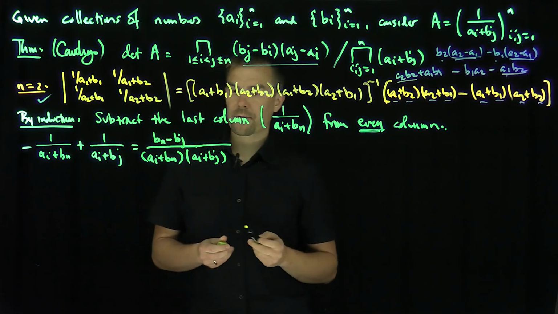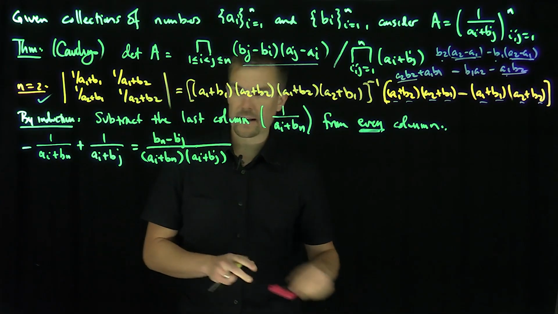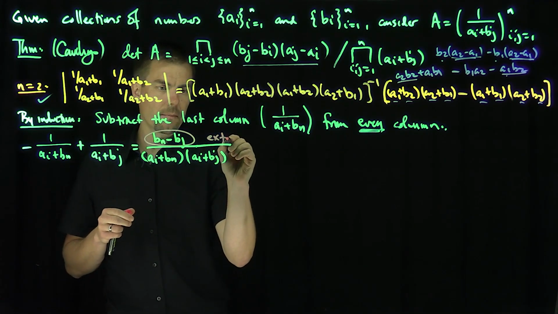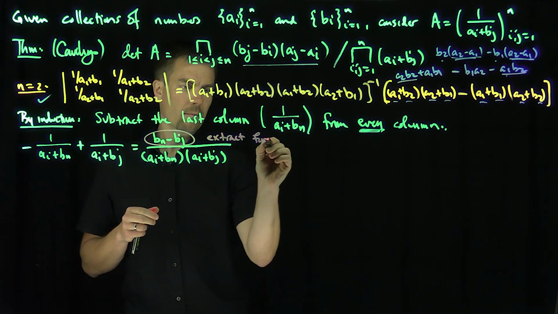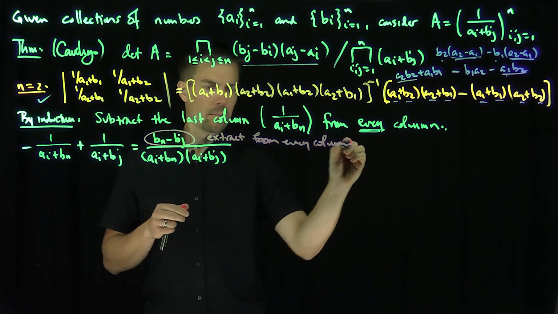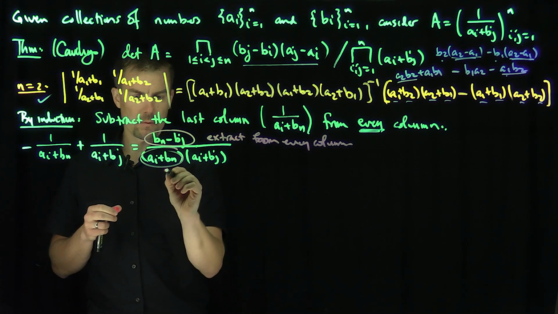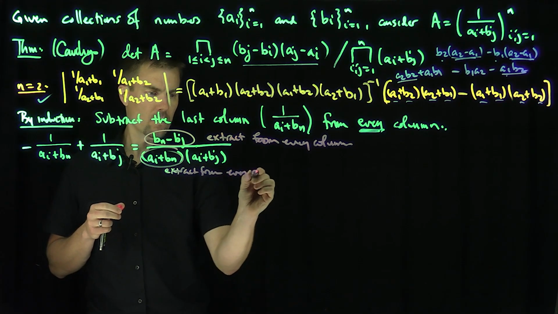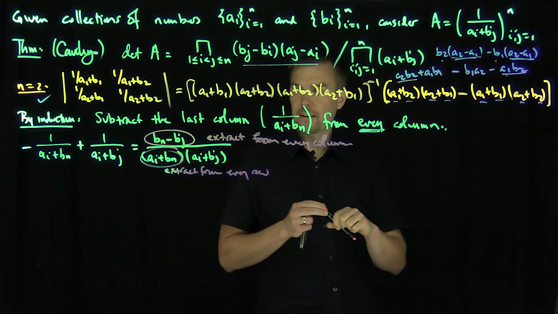And so what can I extract? From every column, I can extract this factor over here. And extract this from every row. Hold on. And if I do that, what's the effect on the determinant?